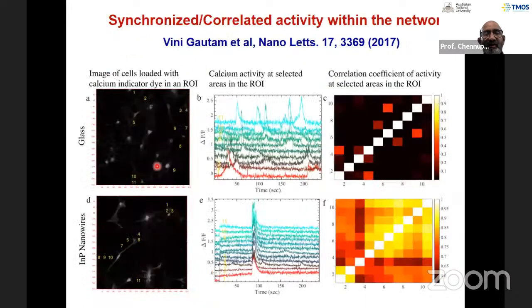So really, to cut the long story short, when you grow these neurons on glass substrates, you can see the change in fluorescence as a function of time, and these neurons are all firing randomly. And you see very little correlation. But when these neurons are grown on indium phosphide nanowires, you see all these neurons are firing at the same time, showing that there is some sort of synchronized and correlated activity taking place, and you can see excellent correlation coefficient.